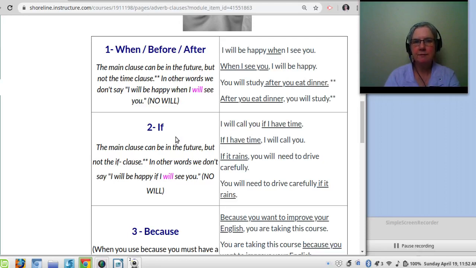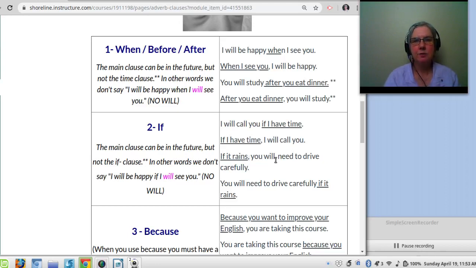Okay. If has the same kind of rule. I will call you if I have time. This is future. This is present. If I have time, present, I will call you. So the main clause is going to take the verb tense. And the verb tense here can be past, present, or future.